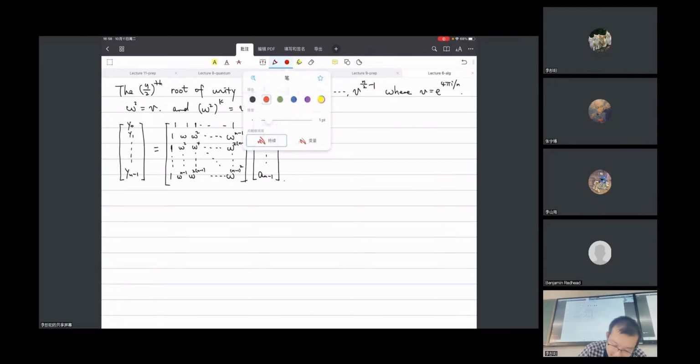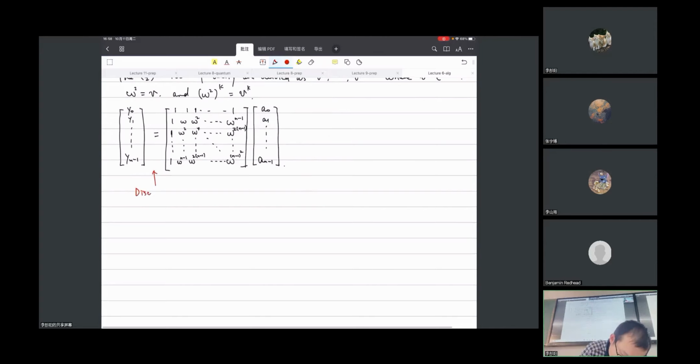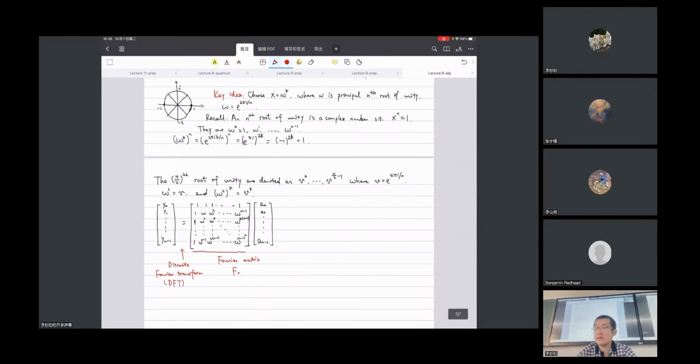So this step, having an input of all these a0, a1 to a n minus 1, we multiply by this specific complex matrix. This is called the discrete Fourier transform, also known as DFT. And this matrix is called a Fourier matrix, also denoted as Fn. Any questions at this point?